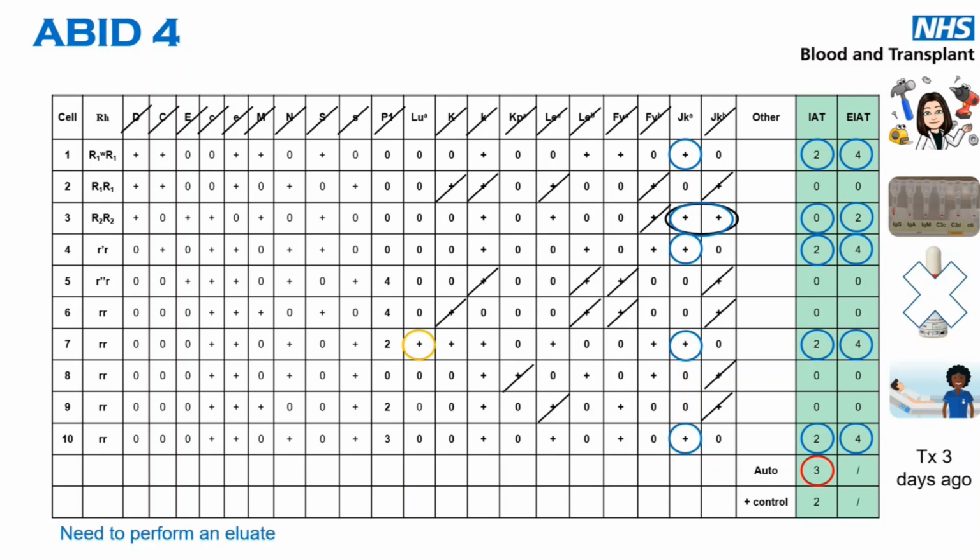What you might notice, and what I hope you've noticed, is that the person's auto is positive. So we need to look at our tools. If they've got a positive auto, I would then do a DAT and see if it's positive for IgG. I'd be starting to think, well, they've made an antibody, I'm going to phenotype them because I want to know what this is. But before I phenotype them, I need to know whether they've been transfused.